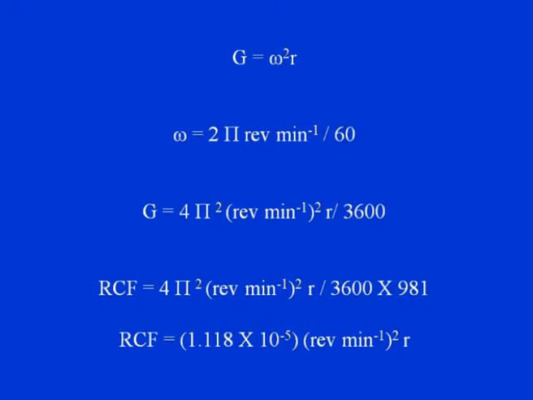This applied centrifugal field can also be expressed as a relative centrifugal field, in terms of multiples of the g value, that is, the gravitational pull. In multiples of gravitational force, you put the radial distance r as well, and divide by 981, the gravitational acceleration, that is 981 centimeters per second square. In multiples of gravitational force, you can calculate this, and this is RCF, or relative centrifugal field.